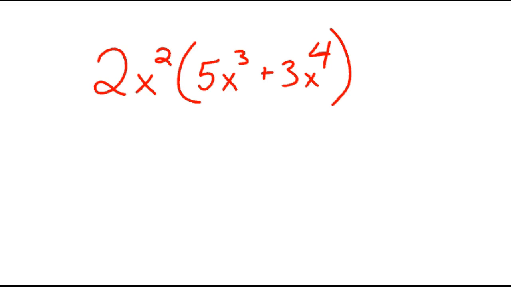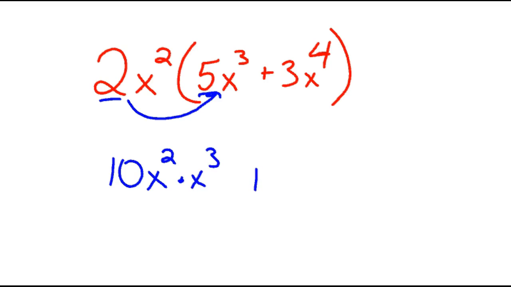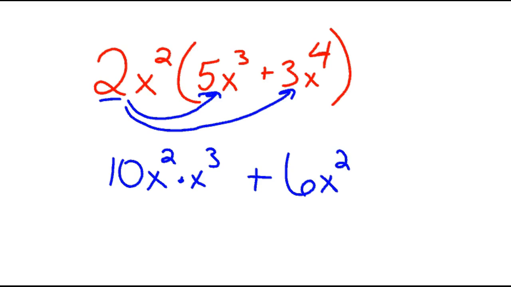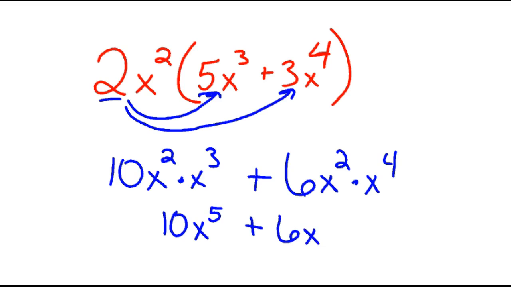Okay, so here's how I would do it. Distributing through, you'd multiply the 2 times the 5, which is 10, and then it's x squared times x cubed. Plus, you could probably do that in your head and not show all your work, but I'm going to show all my work. Then you distribute the 2x squared through this part, and you'd have 6 for 2 times 3, x squared times x to the 4th. So now, since we're multiplying by the same base, you can add your exponents, which would be 10x to the 5th plus 6x to the 6th.